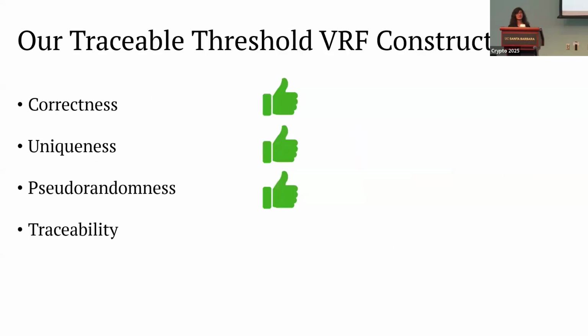So hopefully correctness is straightforward. We're just doing Lagrange interpolation in the exponent, so we get what we want. Uniqueness of this VRF follows from the fact that we are essentially decrypting a ciphertext, so it has to be unique by definition. And we prove the pseudorandomness of this threshold VRF based on semantic security of Paillier in our paper. And now let's move on to the last part of the talk, which is how can we achieve traceability for this construction.